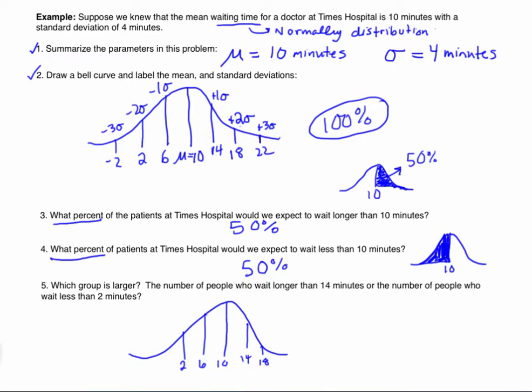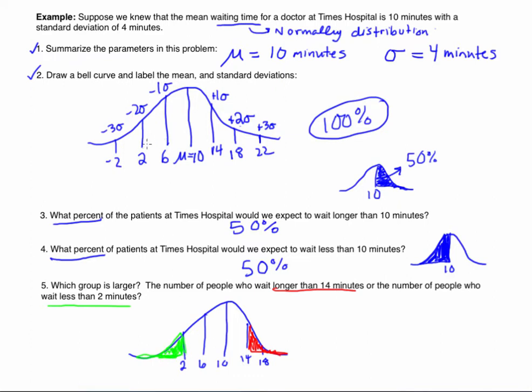Now I'm going to label both of these, so I'm going to shade both of them. Our first question is, if we had to show on this picture the number of people who waited longer than 14 minutes, that would be represented by this area, right? You are above 14. Now, the number of people who waited less than 2 minutes is going to be this area. Less than 2 minutes. According to my picture, it looks like they're pretty close in area.